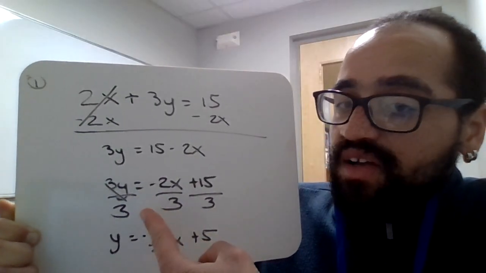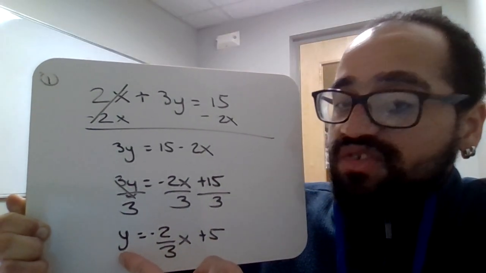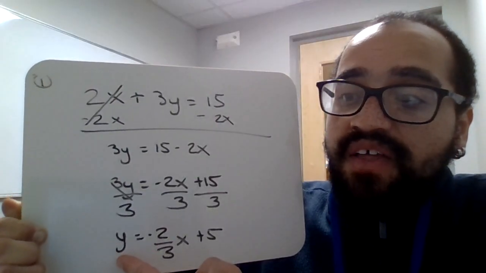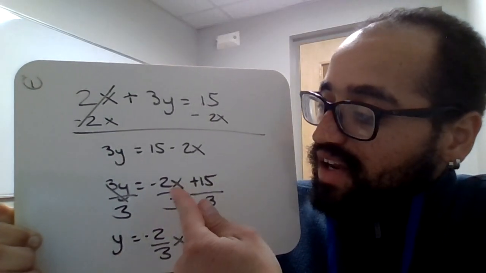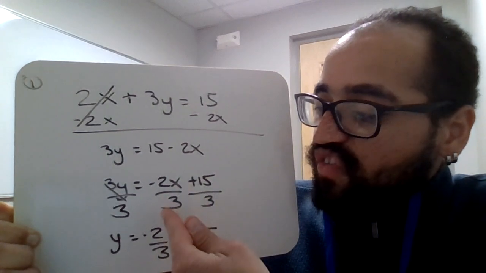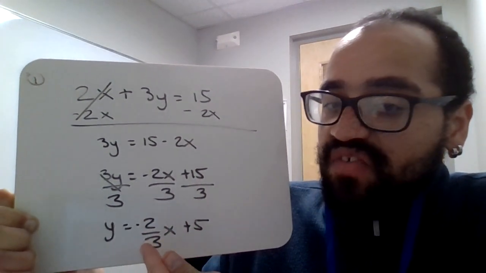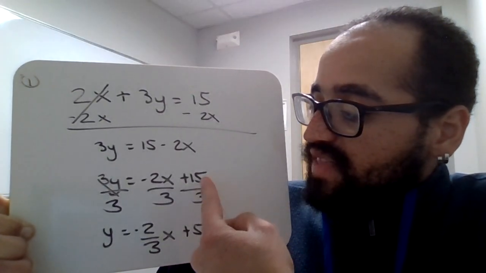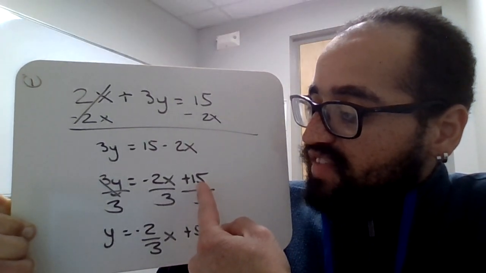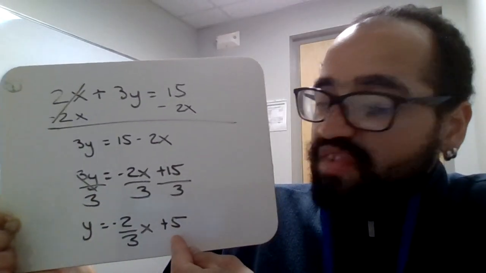So 3y divided by 3 is going to equal 1y, which is the same thing as y, because anything multiplied by 1 equals itself. Negative 2x over 3, which is going to equate to negative 2/3 times x. And then positive 15 divided by 3, which equals positive 5.